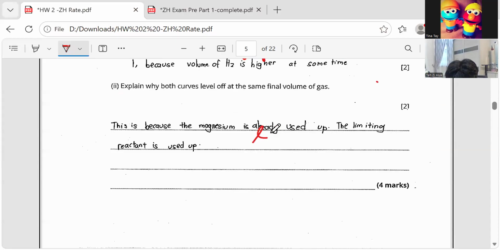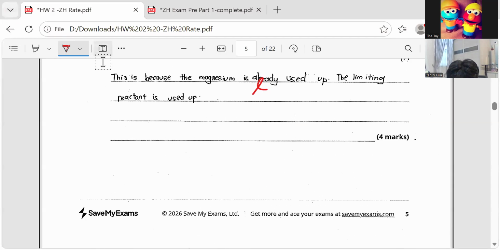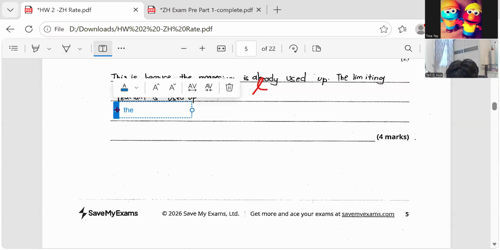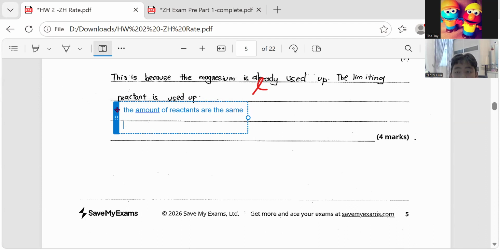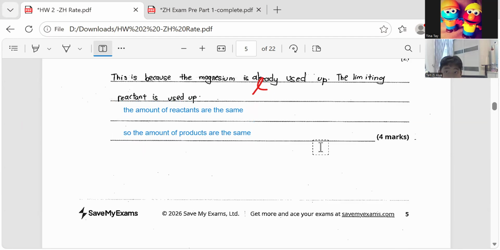So because they just say investigates the reaction using magnesium ribbon and hydrochloric acid at 2 different temperatures. So all you can say is the amount of reactant is the same. So the amount of product is the same. Unless the question tells you which one is the limiting factor, they don't tell you. You cannot just create like that. Do you understand? Yes. Okay, write down the answer. Tell me when you're done.